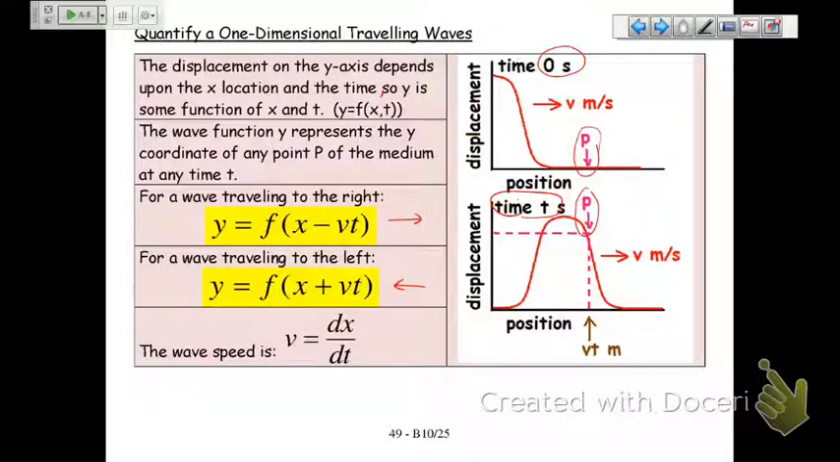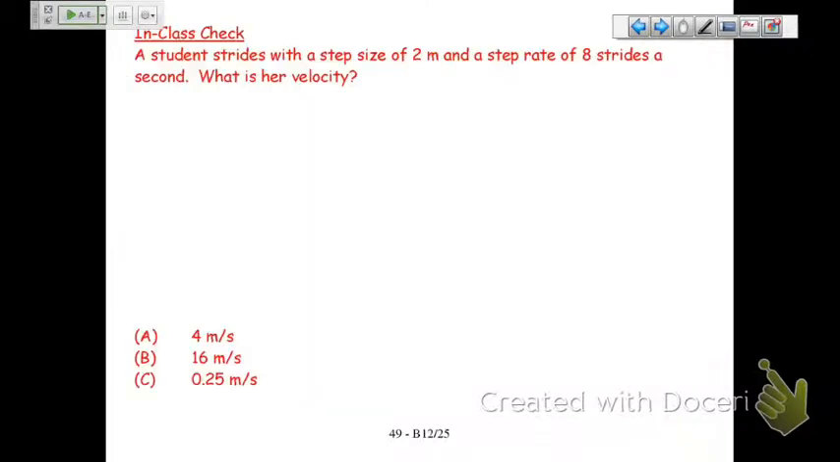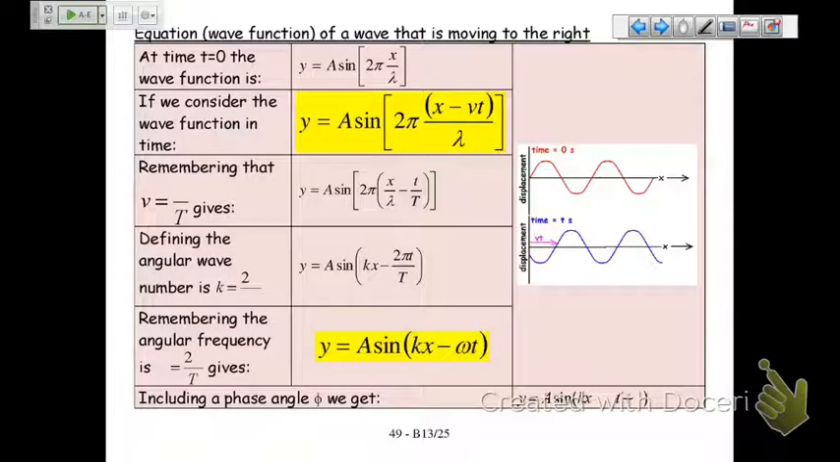And just by the by, if you want to know the speed, it's dx by dt, so you can play with that. I'm going to ignore that for a minute. And I'm going to come here. Okay.